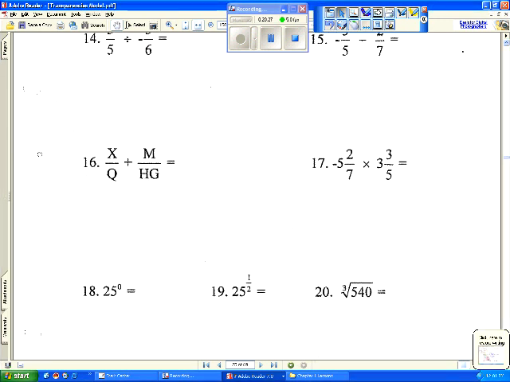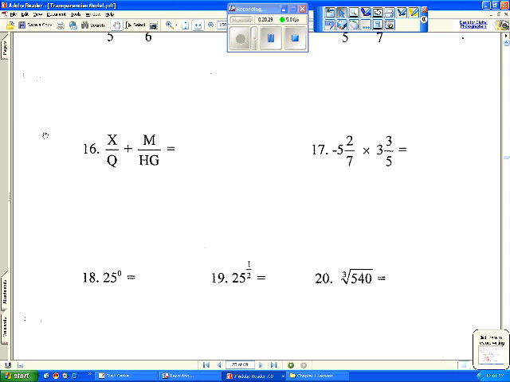Number 17, multiply. What do we have to do to multiply mixed numerals? Change them to improper fractions. It says that on page 11, right? To multiply or divide mixed numerals, change them to improper fractions. Why? How come we didn't do that when we added or subtracted?